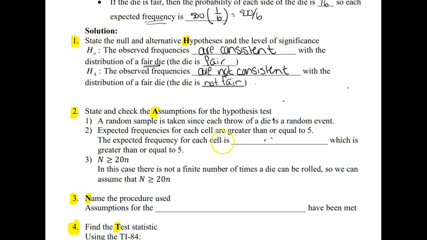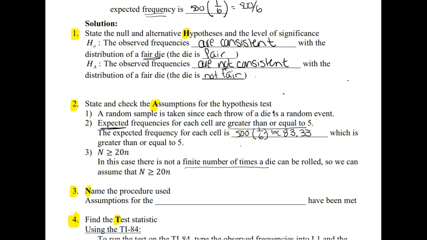The expected frequency for each cell needs to be greater than or equal to 5, and again, these are the expected frequencies, not what we actually observed. The expected frequency for each cell, since we expected the same in each one for a fair die, was 500 times 1/6, which is about 83.33. That is definitely greater than or equal to 5. No capital N is given, but in this case there's not a finite number of times a die can be rolled, so our population size can be seen as infinity, which is definitely larger than 20 times the 500 die rolls that we looked at.